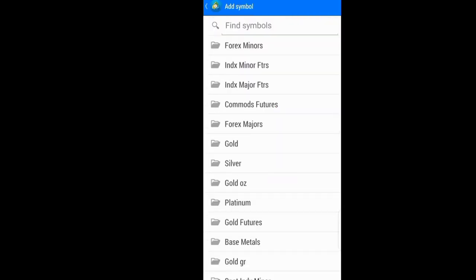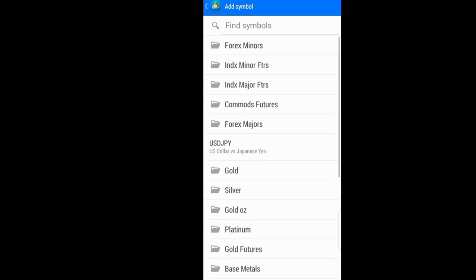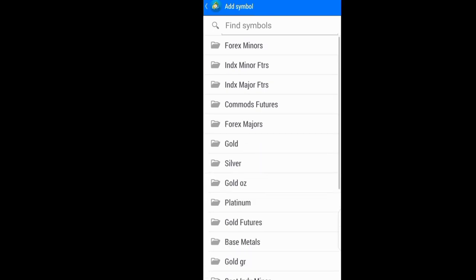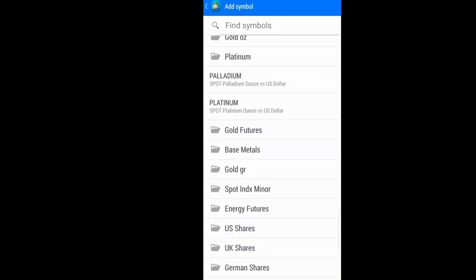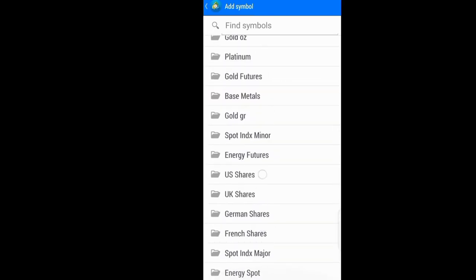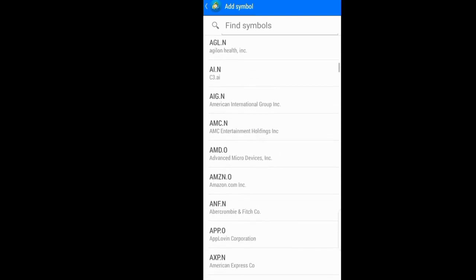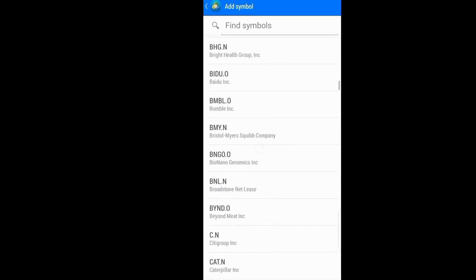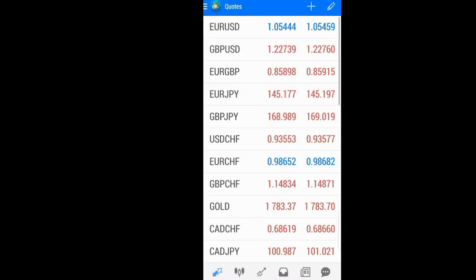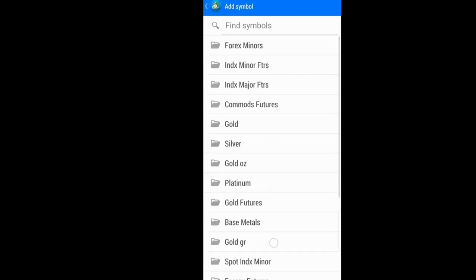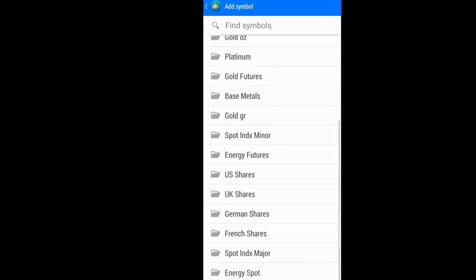So if there is any forex major you can add, I can add them, and once I add them, they are added. There is no other forex major, so I can add platinum, I can add all these things wherever I want to add. I can add shares, UK shares, US shares. If I want to trade US shares, I can always add them up and trade them. So whatever currency pair or shares or stock I want to trade, I can come to this place and search for it, whether German shares or anything else, look for them here and add them.